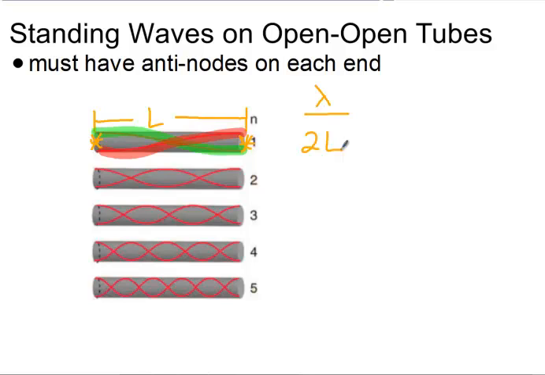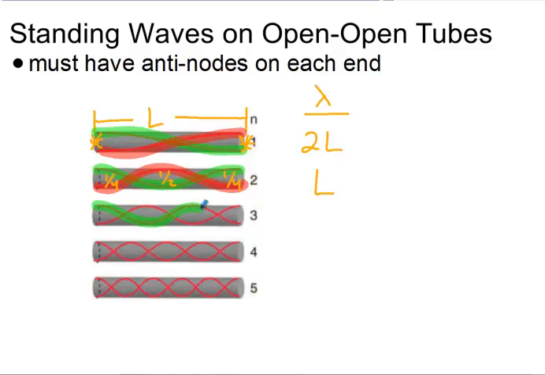Okay? If we look at our second wave here, the second harmonic, we have our incident wave, we have our reflected wave, and if you look at this, this is a quarter of a wave, this is half a wave, this is a quarter of a wave. So again, there's one full wave in that tube at that time. So the wavelength there is going to be L.